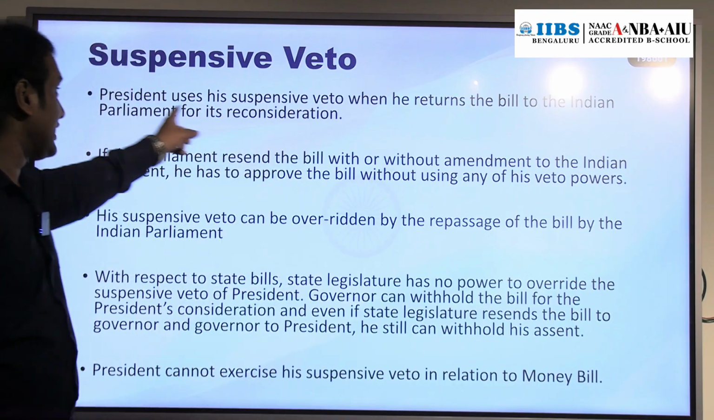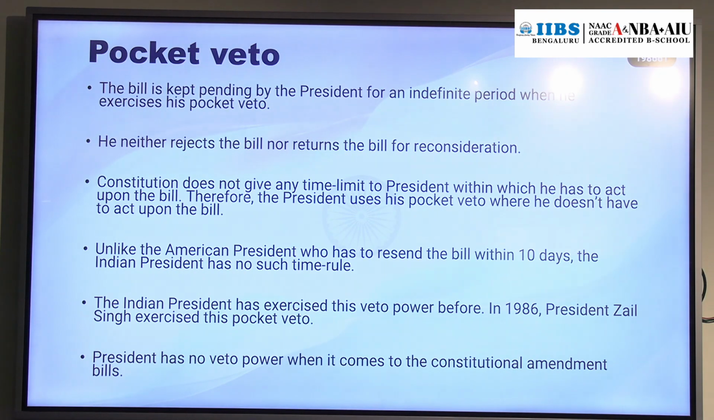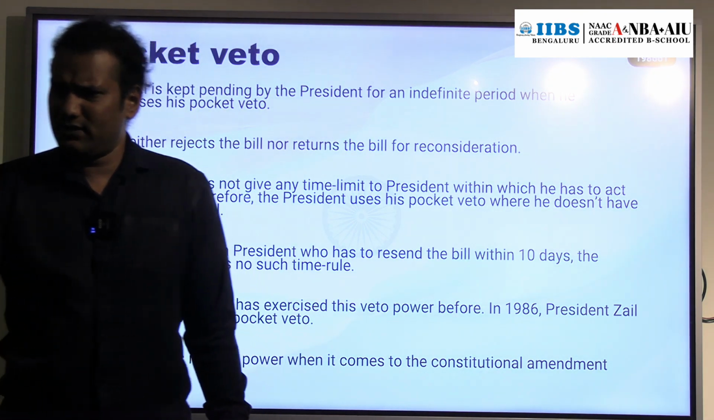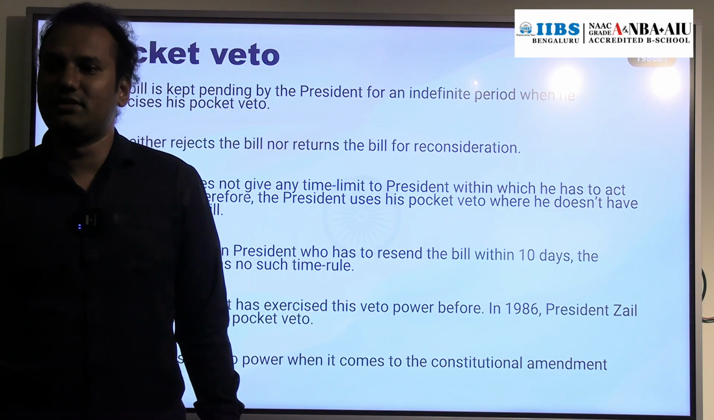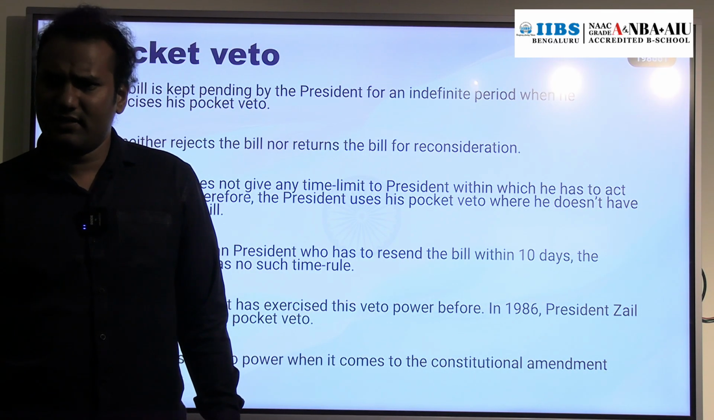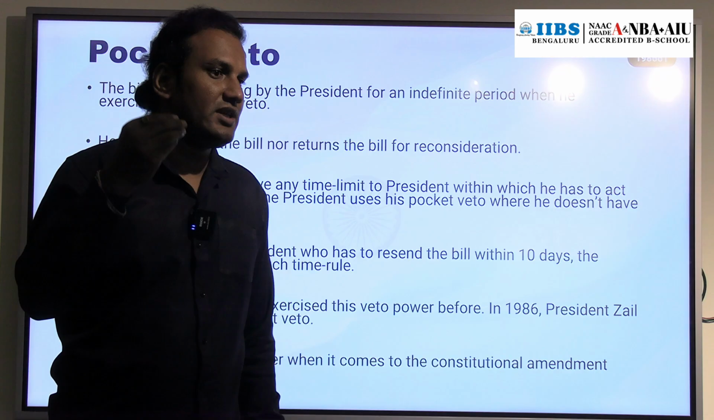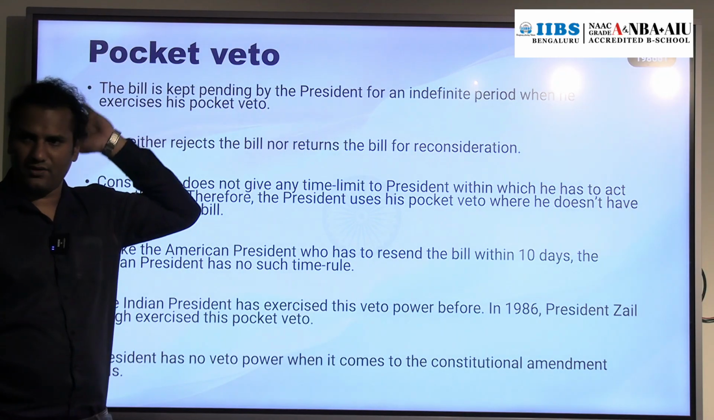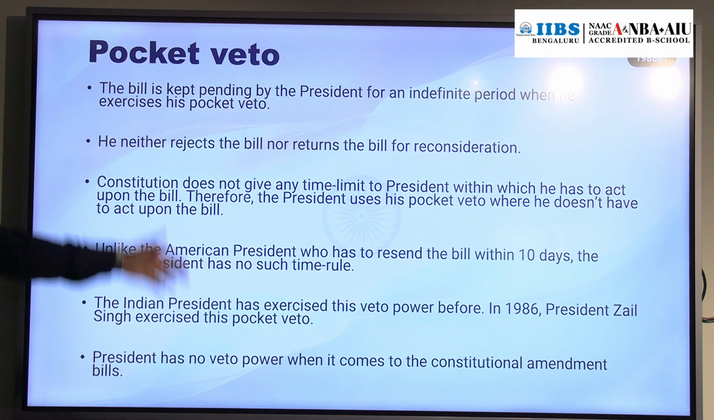So this is suspensive veto. Next we have pocket veto. So what is that pocket veto? In this pocket veto, the president will not reject the bill, the president will not return the bill also. The president will not use the absolute veto, will not use even the suspensive veto. Simply the president will keep that bill in his office for an indefinite period of time. That power is called pocket veto.